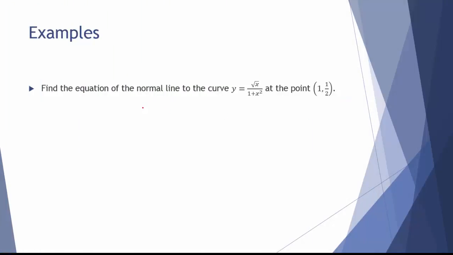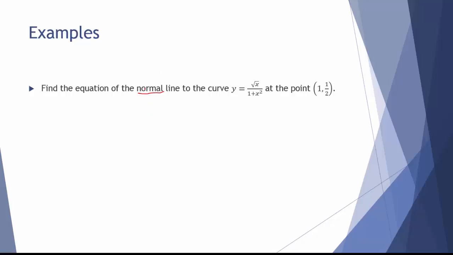This example asks us to find the equation of the normal line to the curve y equals the square root of x over 1 plus x squared at the point 1, 1/2. So notice I've given you the same curve and the same point. But now we're looking for the equation of the normal line. So the first question you should ask is, what's a normal line?